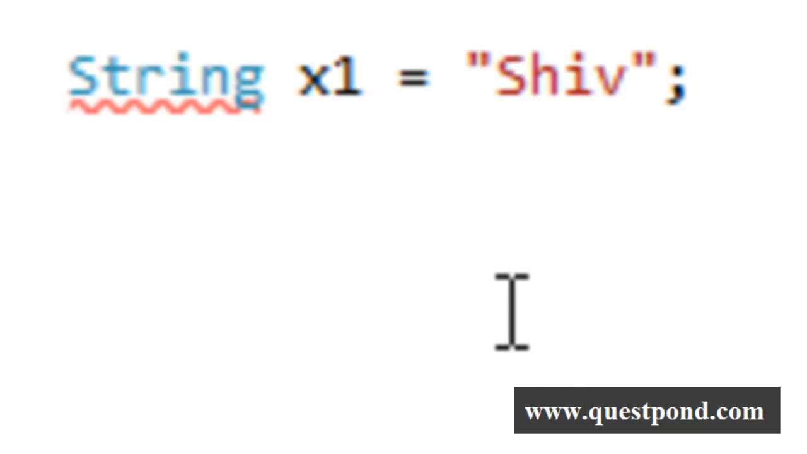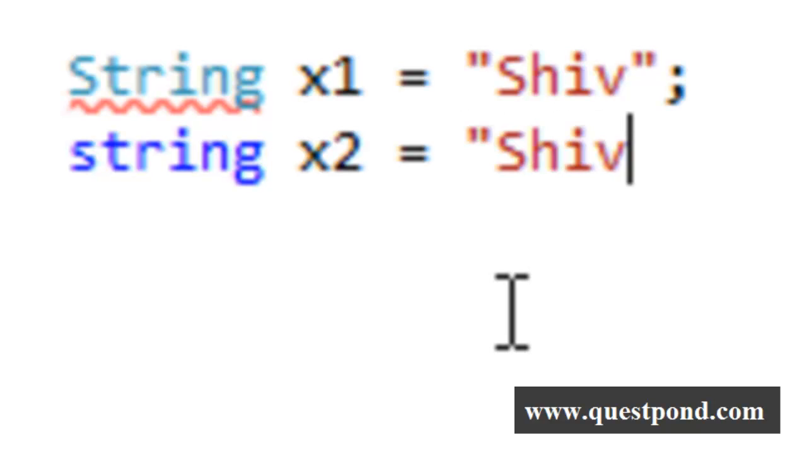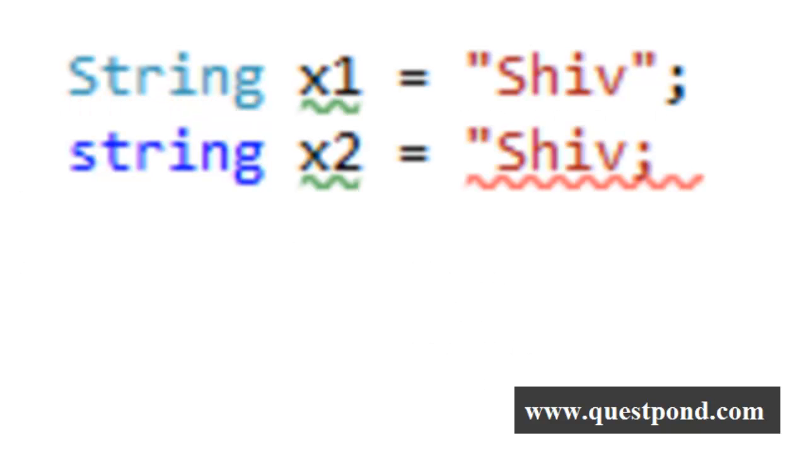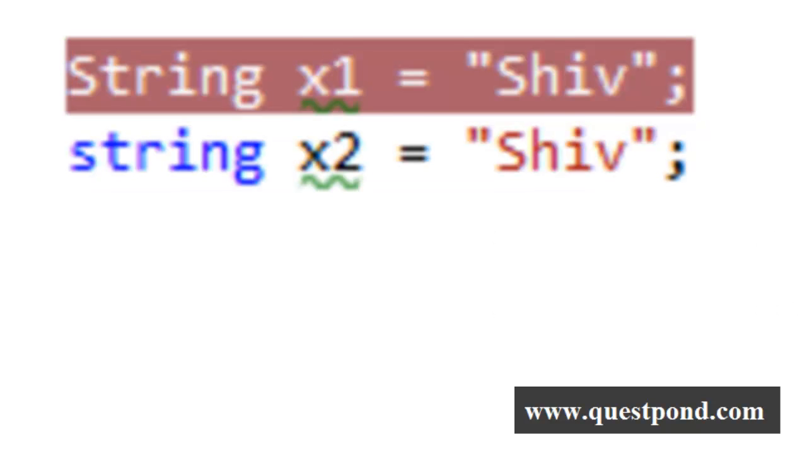Okay. So what I'll do is, first, let me create a variable with the capital String, x1, and give it a value called shiv. In the same way, let me take the small string and create an x2 variable, and give it a value of shiv here. And let me put a debug point here, and let me execute this.